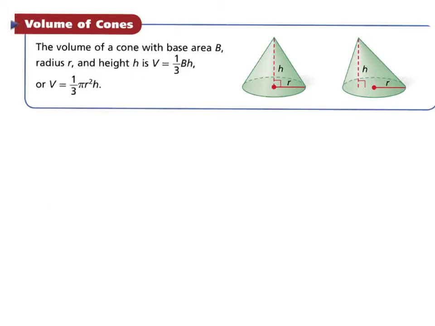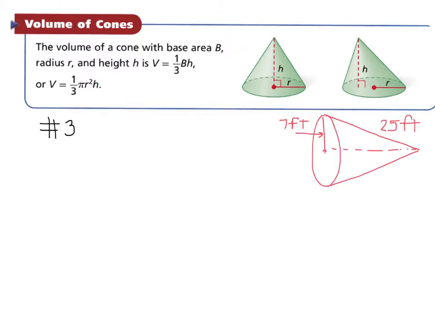The volume of a cone, you should already know from previous courses: 1/3 pi r squared multiplied by the height. All right, example number 3. I want you to do the problem yourself. Pause the video and do it yourself. I want you to find the volume of the cone and give your answer in terms of pi and rounded to the nearest tenth. Pause the video.